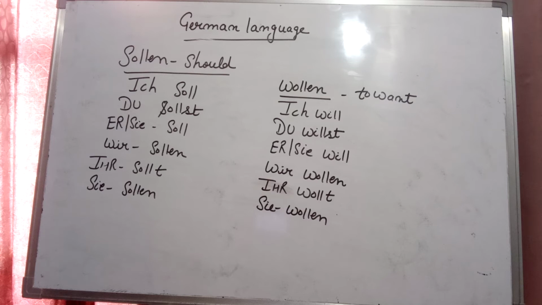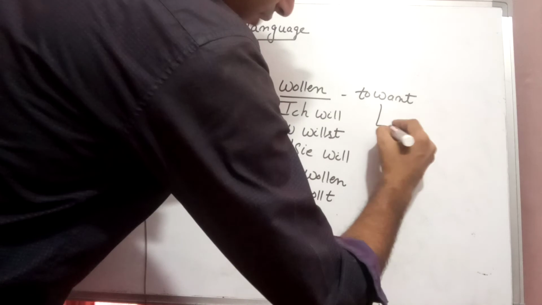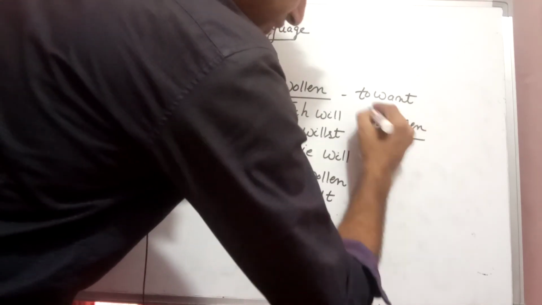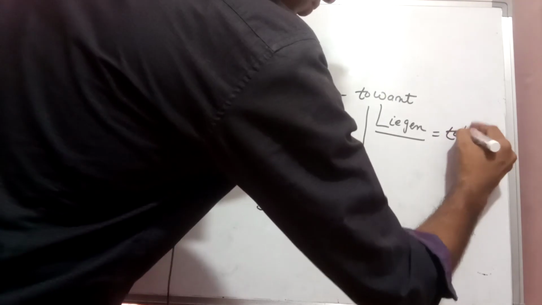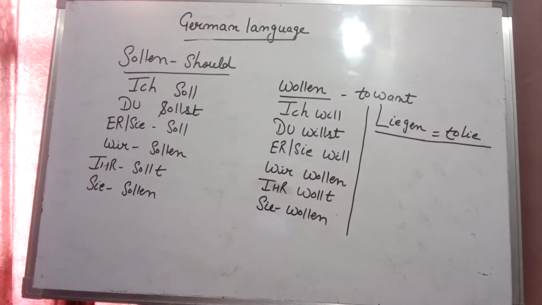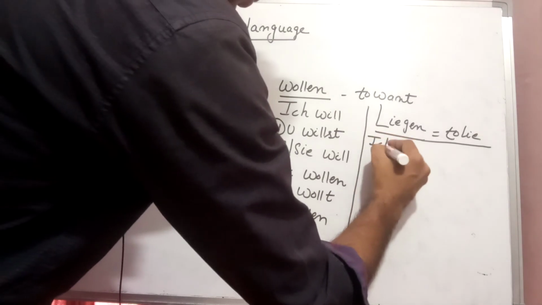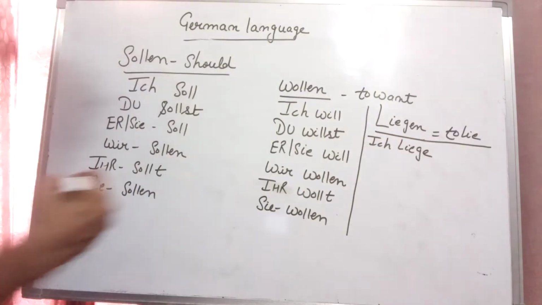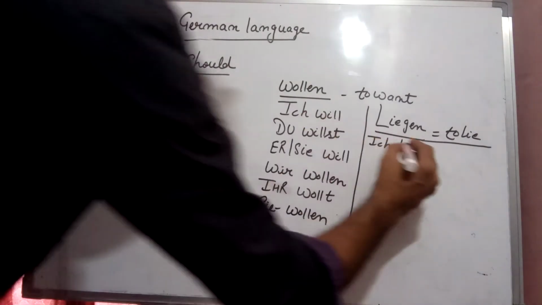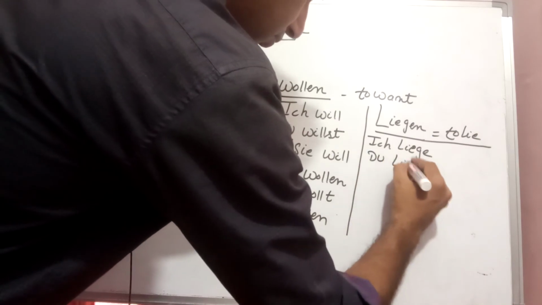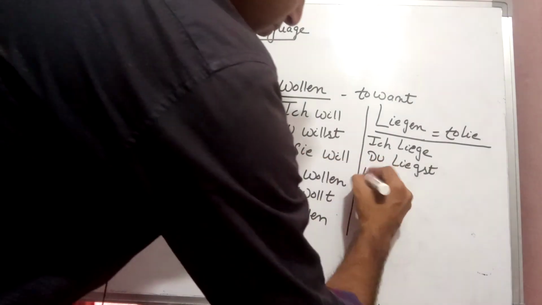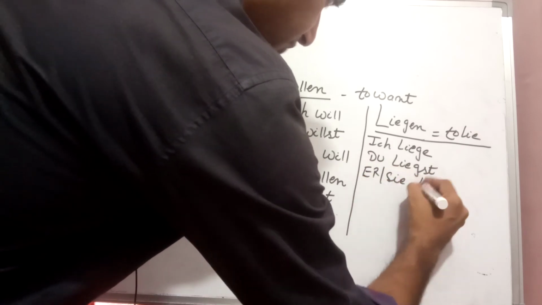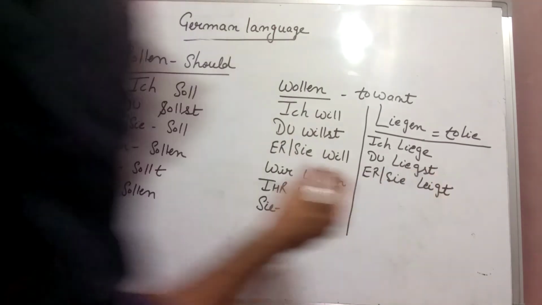So I've got a lot of verbs. The next verb we have is liegen. Liegen is to lie. Is that clear to you? Okay, so I can say like this, ich liege, du liegst. Is it clear to you? Sie liegt.